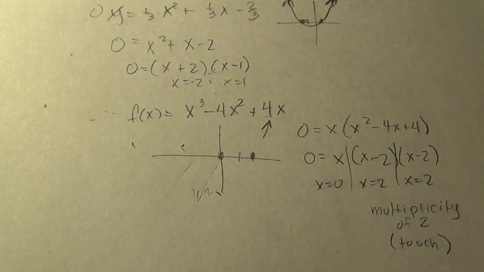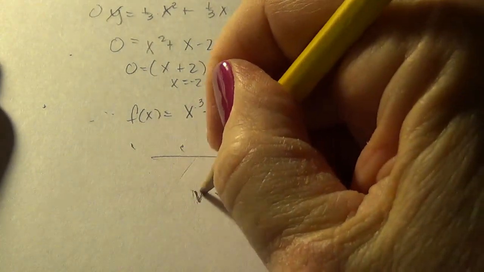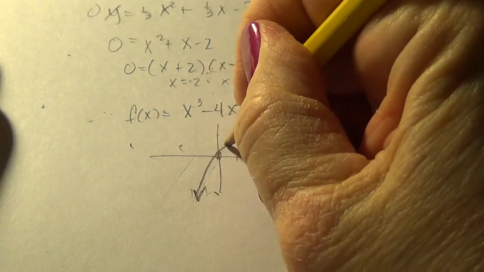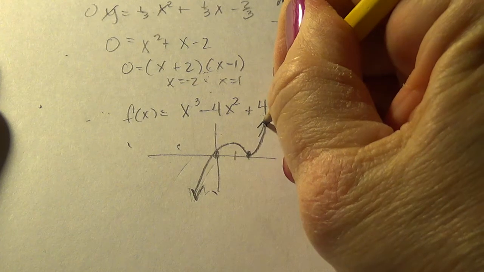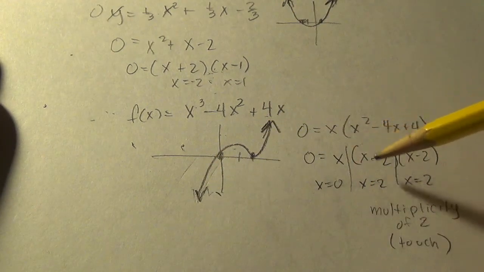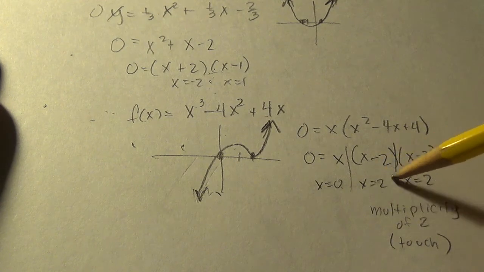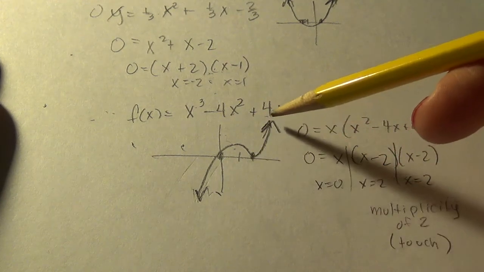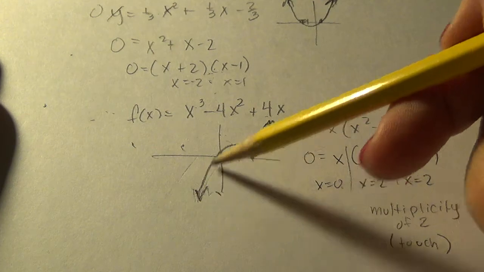Here's one. So we come up, go through here, touch this, and go up. Alright, so this obeyed the command to use these zeros. It will only touch this, it will not pierce it, and it will come from down and go to up.